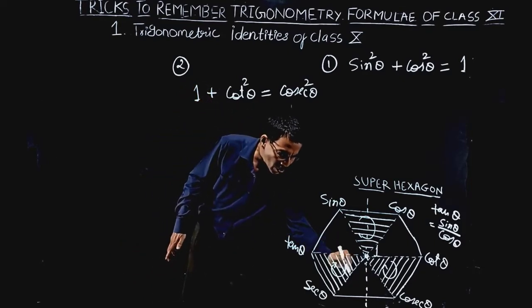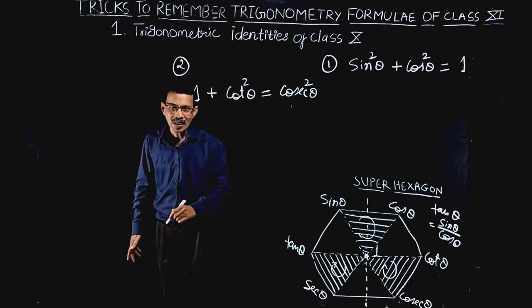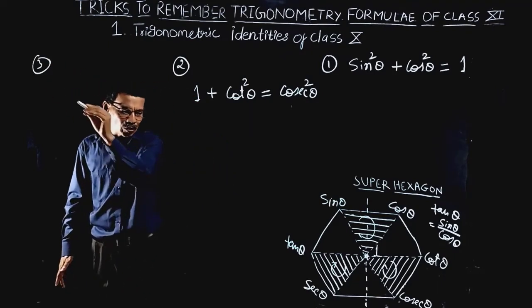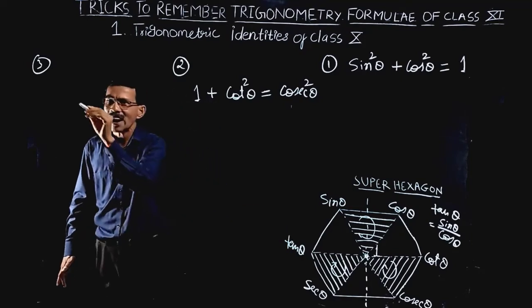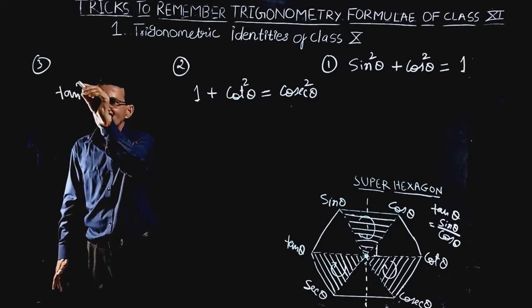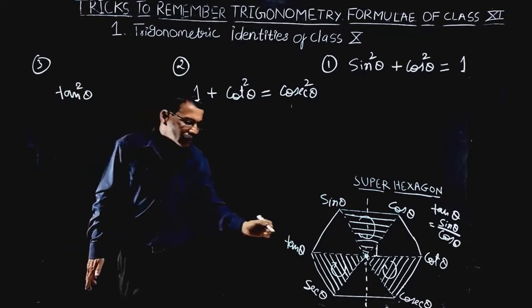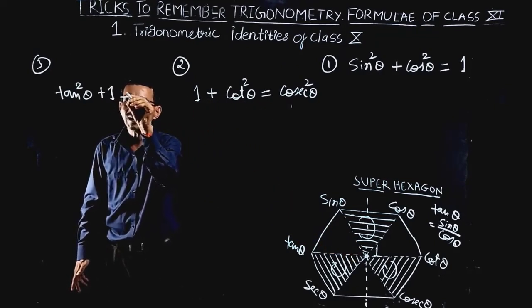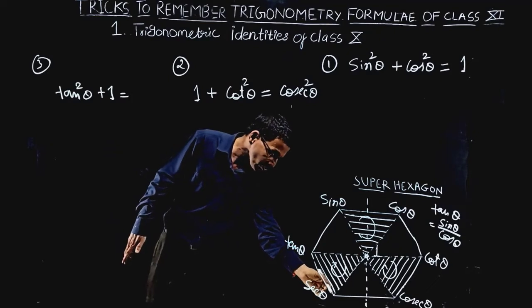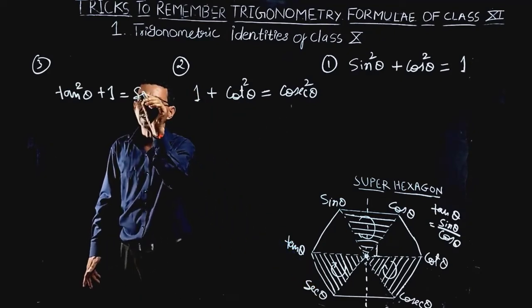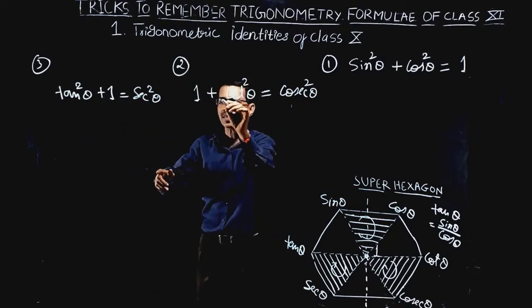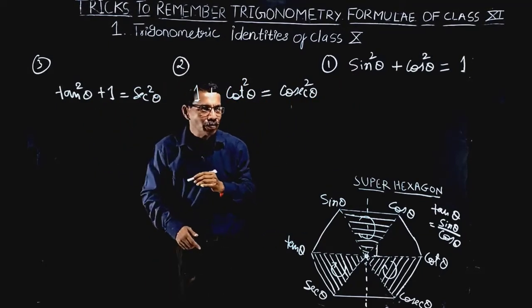Similarly, from this third triangle, I can write the third trigonometric identity, and that is as follows. The first vertex is tan theta, so I will write straight as tan square theta. The second vertex is 1, so I will write plus 1 and equate it to the third one, which is sec square theta. Now this is the first formula, this the second, and this is the third formula.